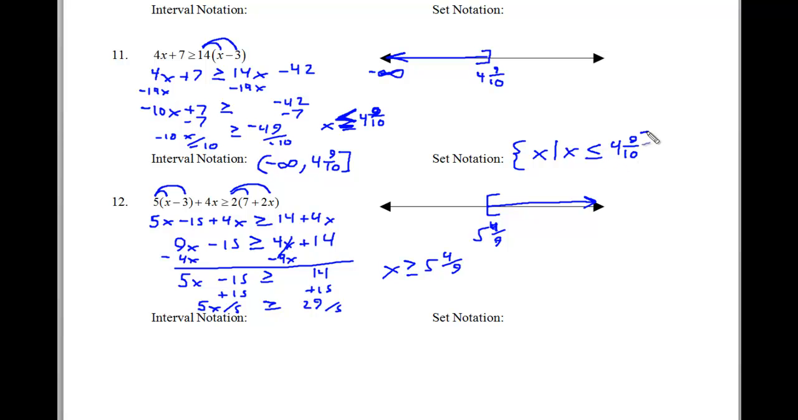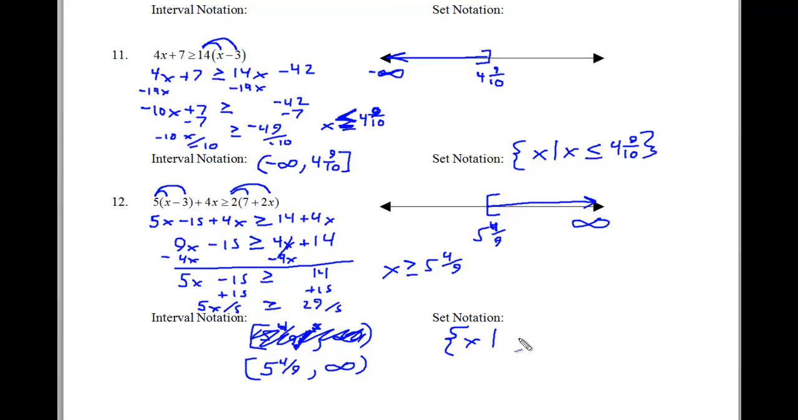or 49/10. And the interval notation here, you can look up here at the screen, and this is going to go from 29/5 or 5 4/9 all the way to infinity. So my interval notation starts with a bracket, 5 4/9, and goes to, whoops, sorry about that, comma, infinity. I'm going to rewrite that again just because my pen slipped there and created that little edge. There we go. That looks a lot better. Now the set notation is going to be where x is greater than or equal to 5 4/9.